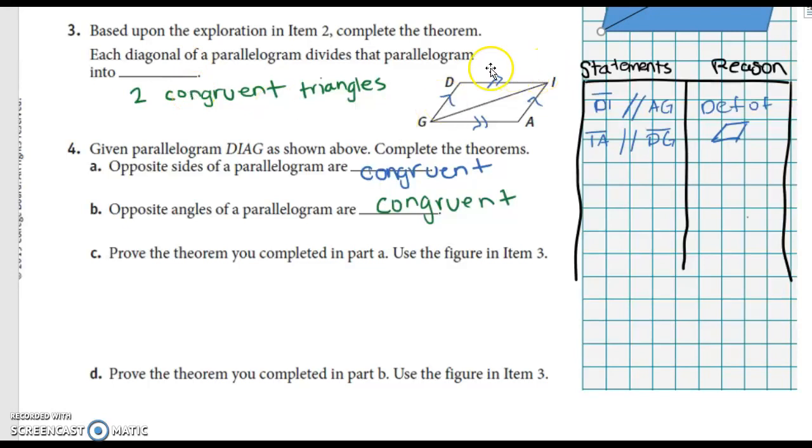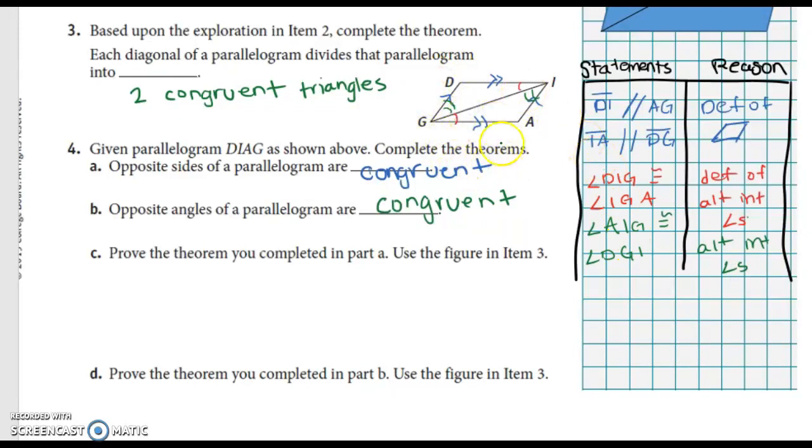So now that we've got some parallel lines and this diagonal going across, we can treat it as a transversal, and we know that the alternate interior angles are going to be congruent. So angle DIG is congruent to angle IGA because of the definition of alternate interior angles. And not only do we know that set of angles, we also know these angles as well because they are also alternate interior angles. So we've got angle AIG is congruent to angle DGI because of alternate interior angles definition.